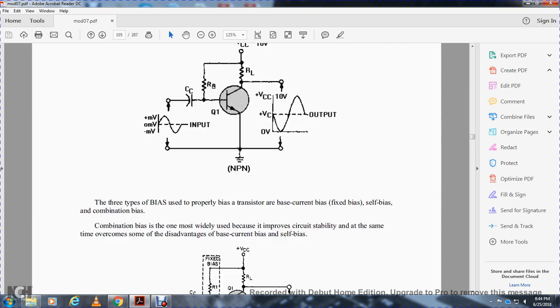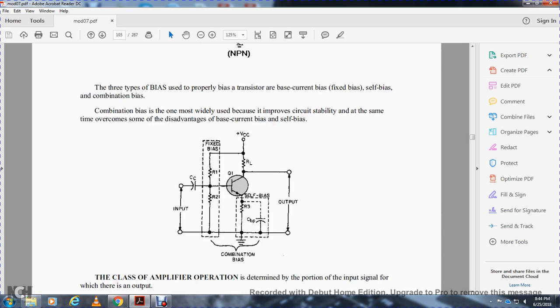The three types of bias for properly biasing transistor current are base current bias, or fixed bias, self bias, and combination bias. Combination bias is one of the most widely used because it improves circuit stability and at the same time overcomes some of the disadvantages of base current bias and self bias.